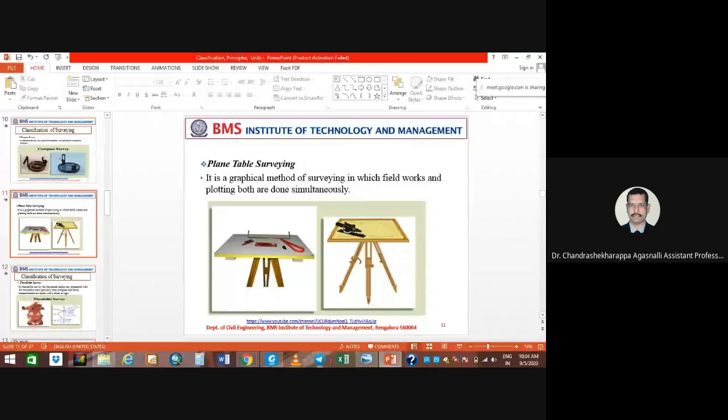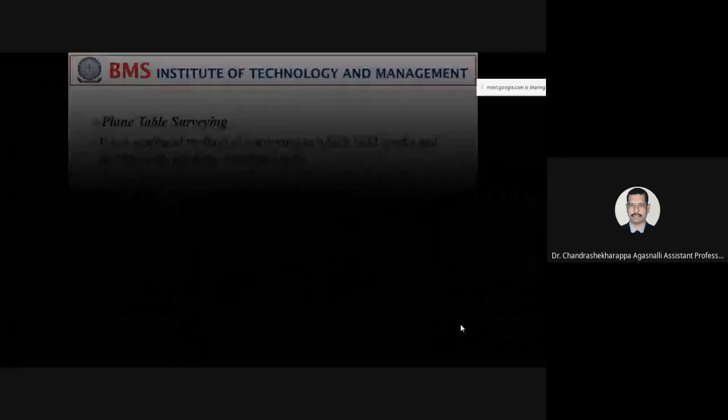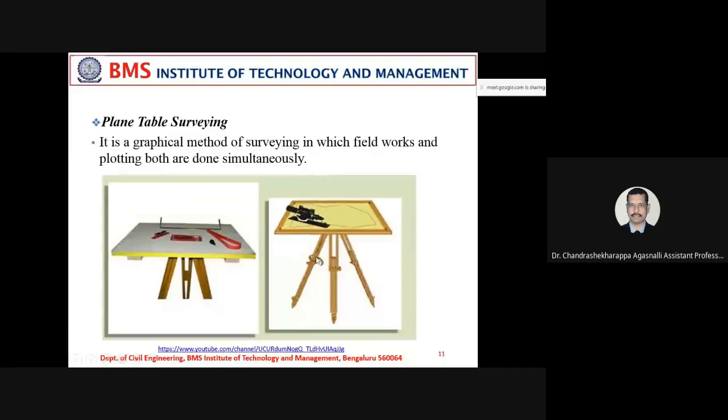And now, plane table surveying. This is how plane table surveying looks. This is a tripod, and this is your plane table. It is a graphical method of surveying in which fieldwork and plotting are both done simultaneously. You can observe the features on the surface, measure the angles, measure the linear features, the length of the features, and you can fix and draw them. You can do the interpretation on this table. This is plane table surveying.